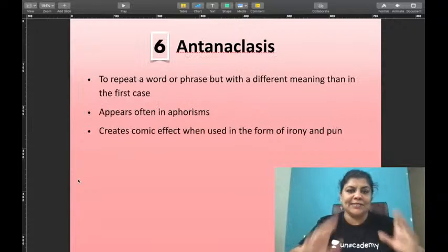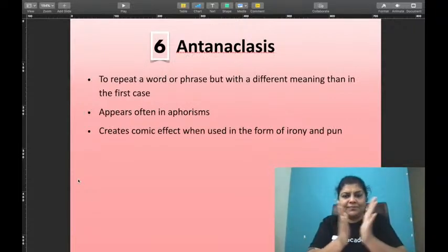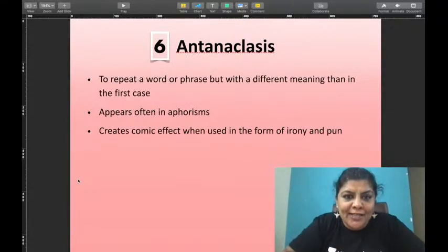So many examples are there. Anaphora. Look.